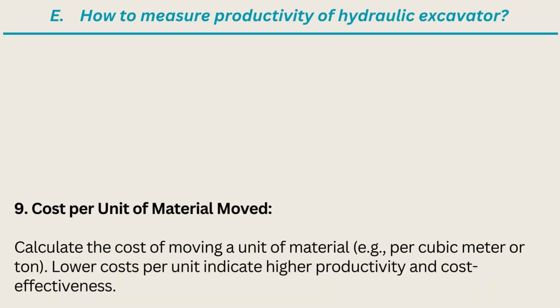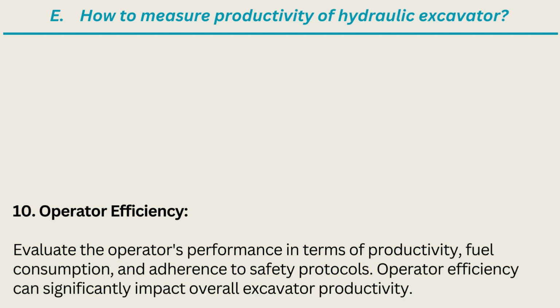9. Cost per unit of material moved. Calculate the cost of moving a unit of material, for example, per cubic meter or ton. Lower costs per unit indicate higher productivity and cost-effectiveness. 10. Operator efficiency. Evaluate the operator's performance in terms of productivity, fuel consumption, and adherence to safety protocols. Operator efficiency can significantly impact overall excavator productivity.